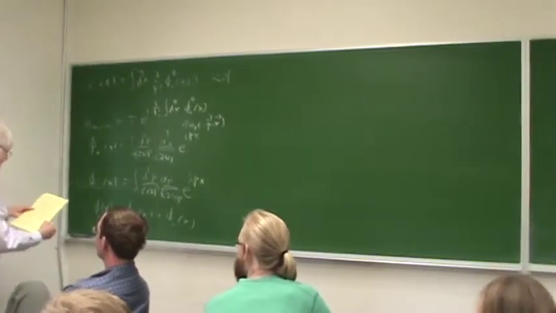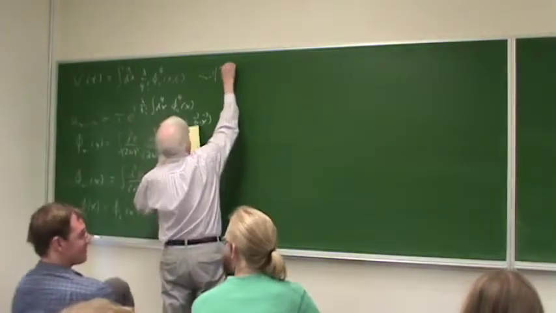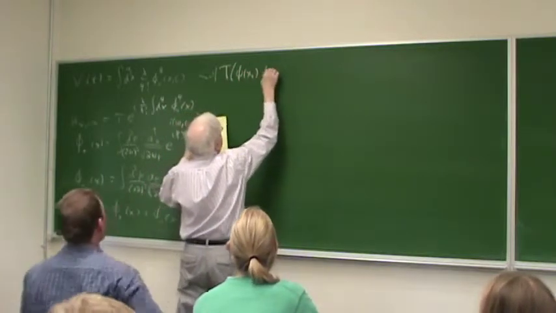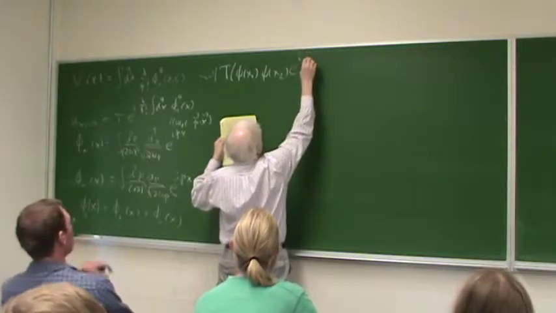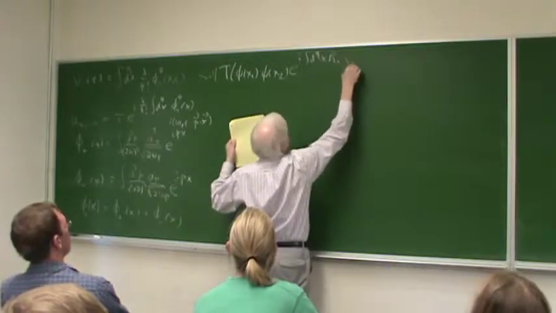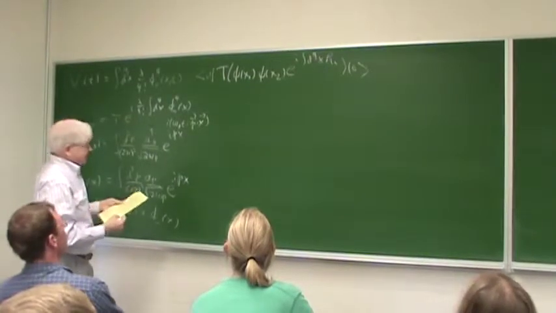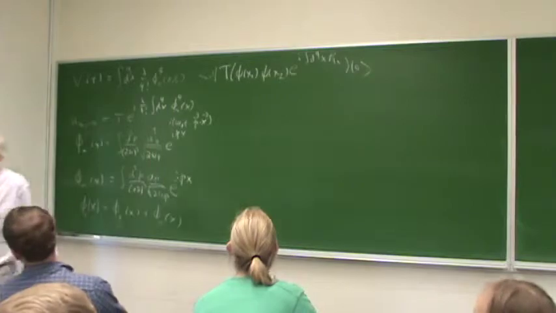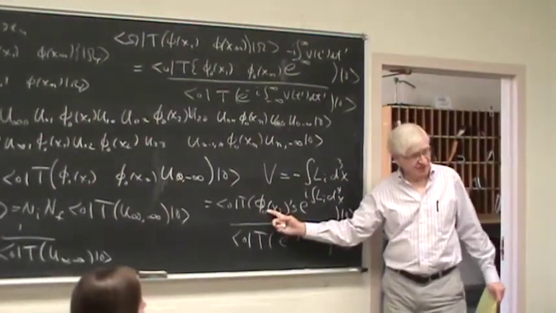All right, so let's then look at this particular theory: phi x1, phi x2, e to the i integral d4x L_I, 0. So this would be the numerator of what we would be computing, but for the case where we only have two fields.